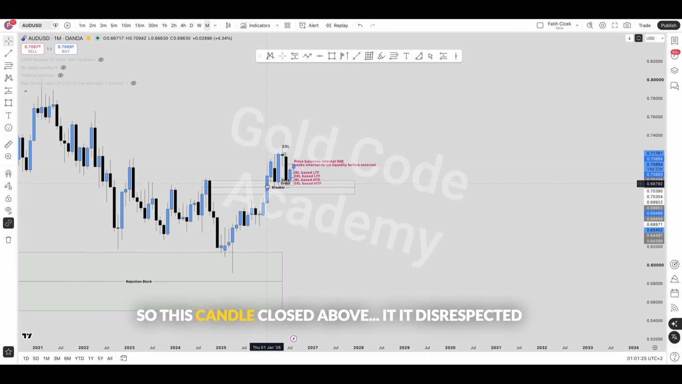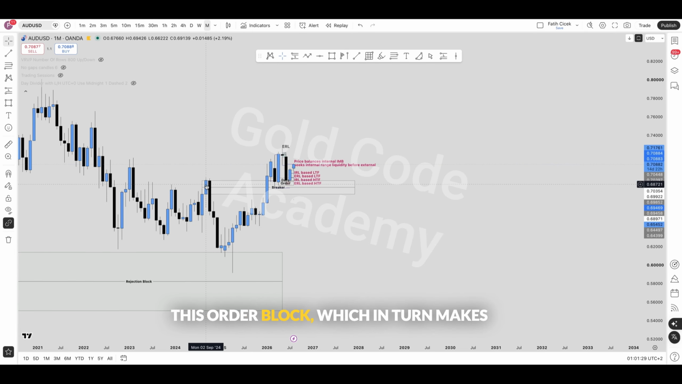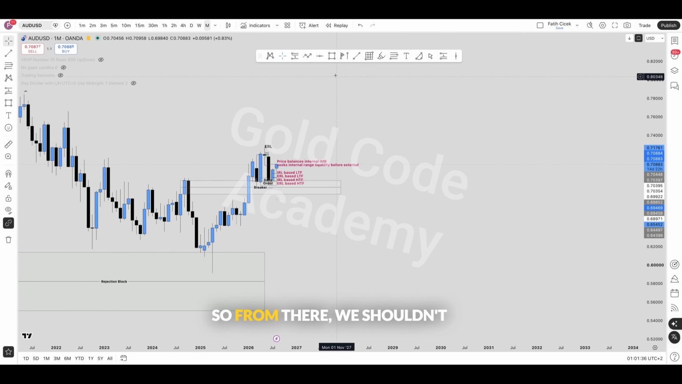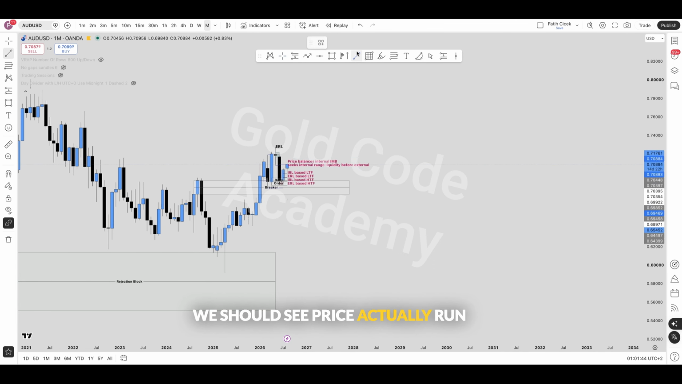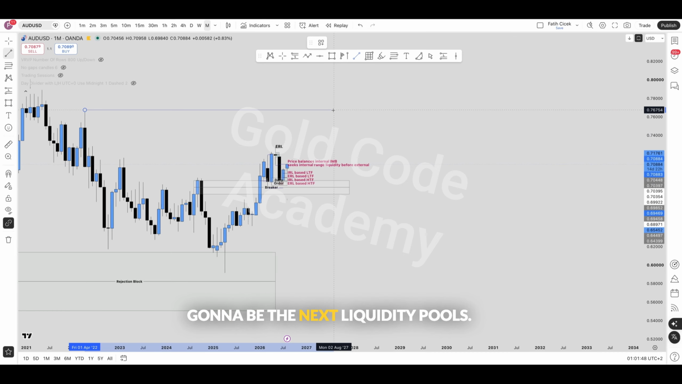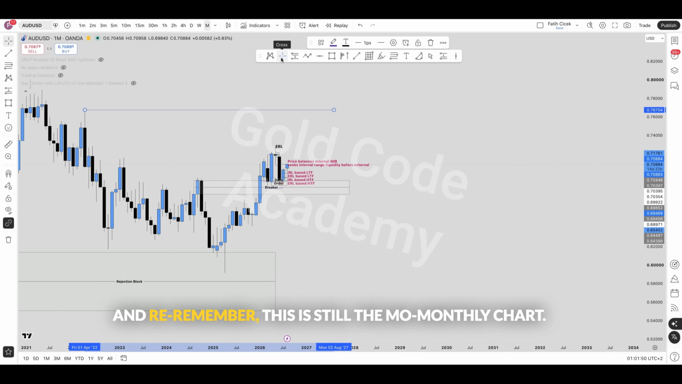So this candle closed above, it disrespected this order block, which in turn turns this into a breaker block. Okay, so from there we shouldn't see this level being violated. We should not see that. We should see price actually run towards the next targets, which are going to be the next liquidity pools. And remember, this is still the monthly chart.